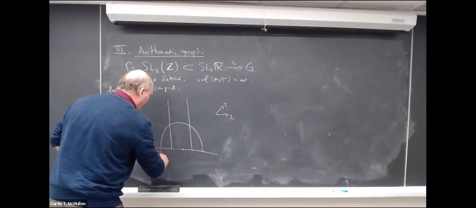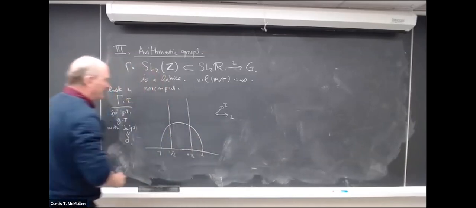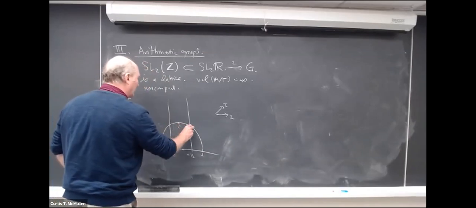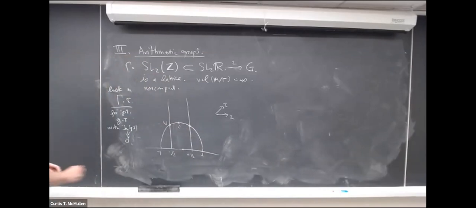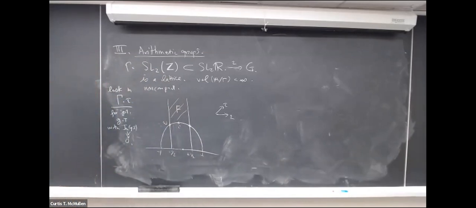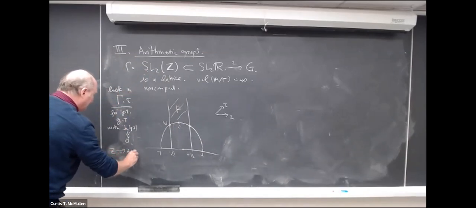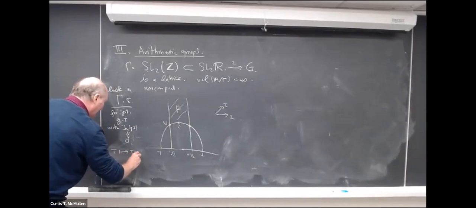So the fundamental domain consists of the region between plus or minus a half and the outside of the unit circle. We put the point i in here. Here's the cube root of unity. A fundamental domain for the action of this group consists of this region here. And the way you get there is you just use, inside of SL2Z, the transformation tau goes to tau plus n, and tau goes to minus 1 over tau.